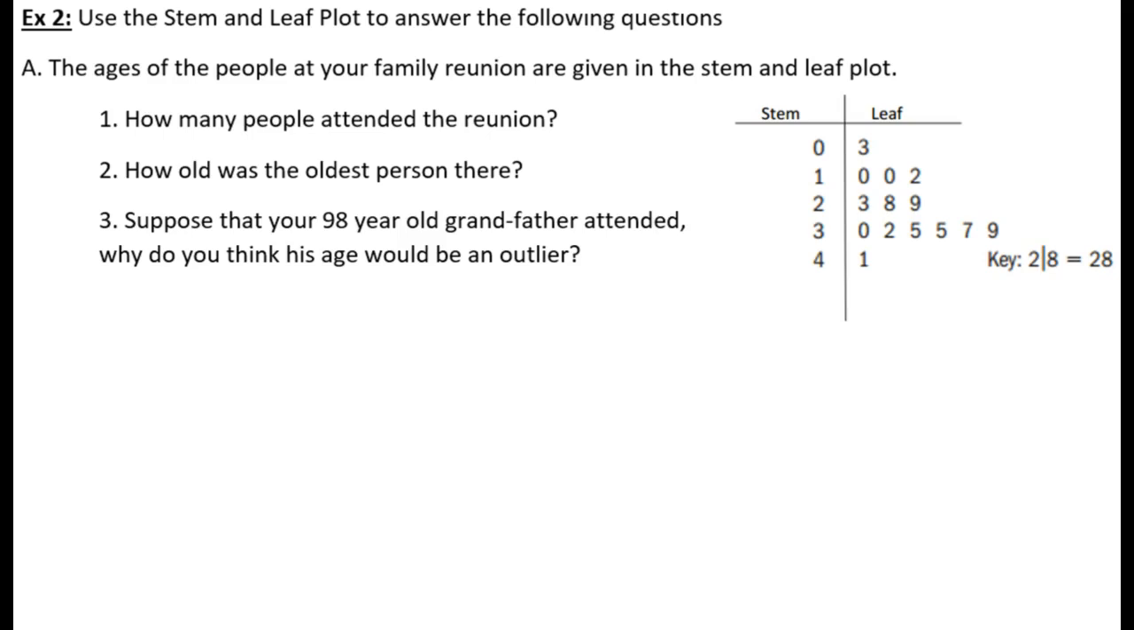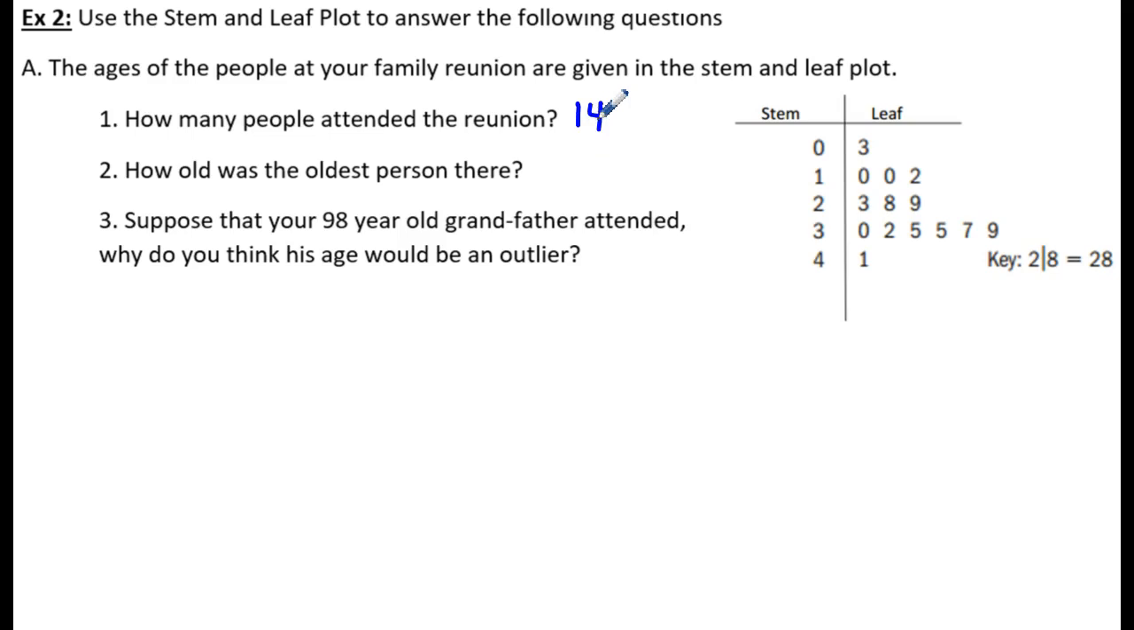Example number 2. Here it says use the stem and leaf plot to answer the following questions. It says the ages of people at your family reunion are given in the stem and leaf plot. So here is the set of data that we have. Here is our key, so 2/8 represents 28 years old. The first question asks how many people attended the reunion. So what I want to do is count the number of leaves. 1, 2, 3, 4, 5, 6, 7, 8, 9, 10, 11, 12, 13, 14. So I had 14 total people attend the reunion.